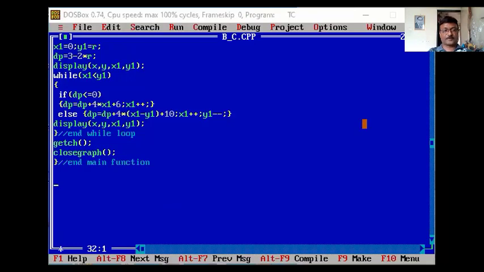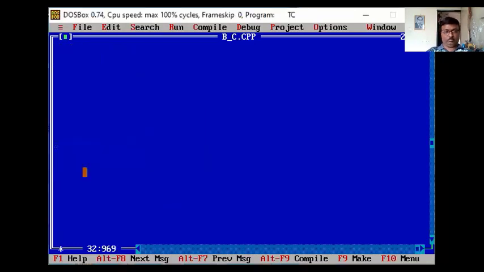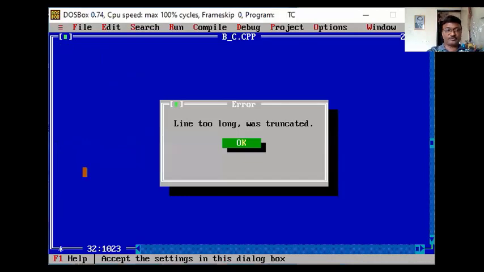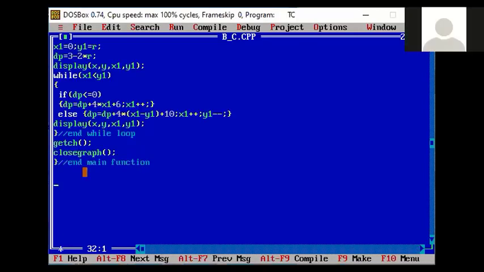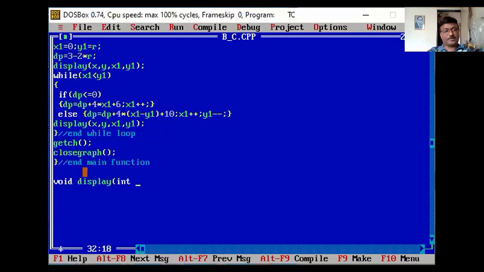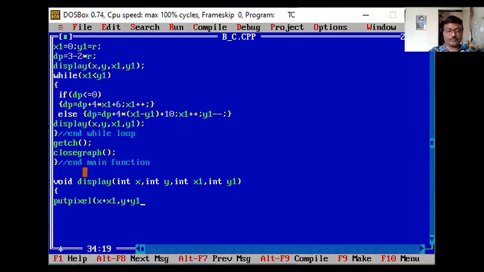Suppose I am using the display function, which is void display. In display I am passing int x, int y, int x1, int y1. So these are the parameters you have to pass in the display function. Here you have to use putpixel, with x plus x1, correct? y plus y1, and 15 is the color.